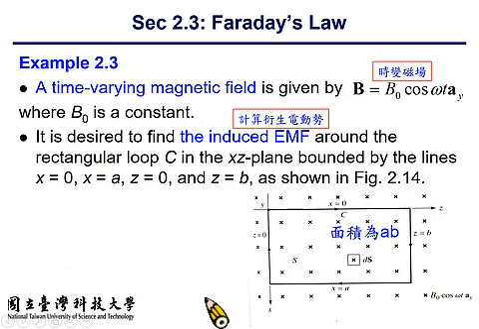And so let's check with some examples. Example 2.3: a time variant magnetic field is given by B equals B sub 0 times cosine omega t. So the expression itself says this is a time variant field, and the associated function is cosine omega t. So what does cosine omega t say? Cosine omega t is a sinusoidal function. The t means it changes as time progresses.